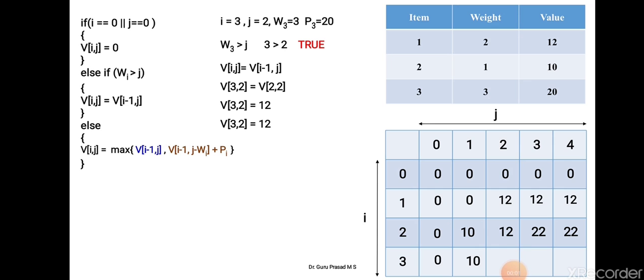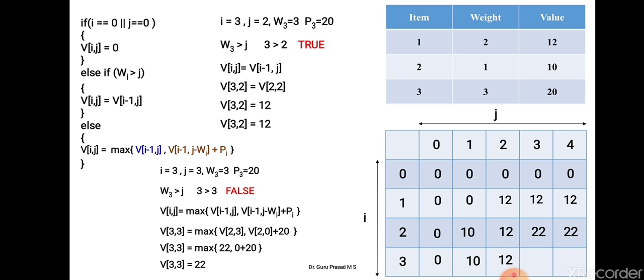Now i value 3, j value 2. Compare w3 with j: 3 greater than 2, true. So V of i comma j equal to V of i minus 1 comma j. V of 3 comma 2 equal to V of 2 comma 2. So the 2 comma 2 value is 12. So V of 3 comma 2 value is 12.